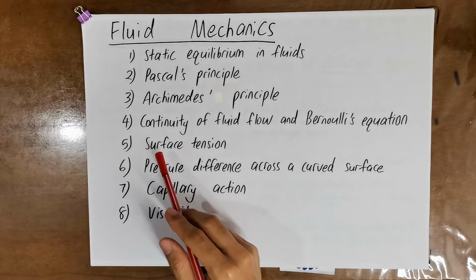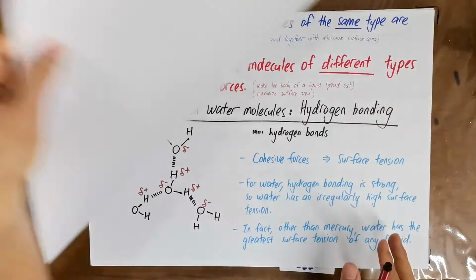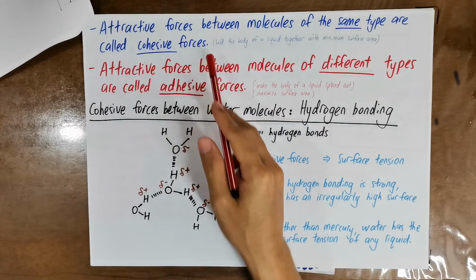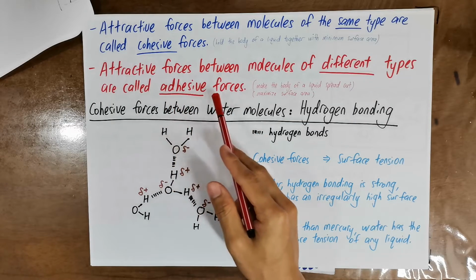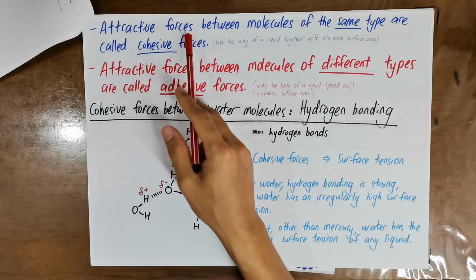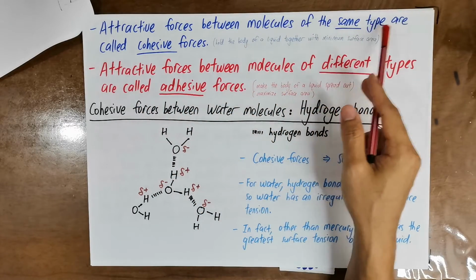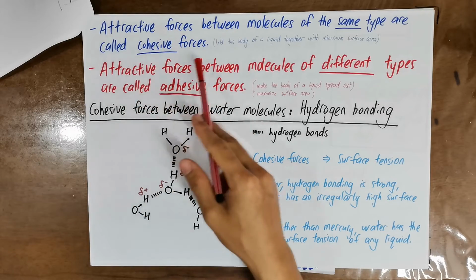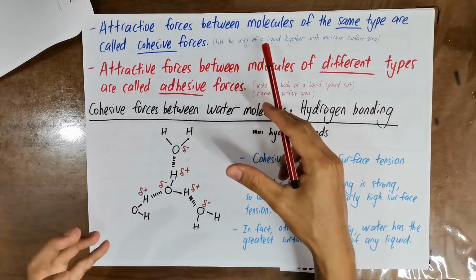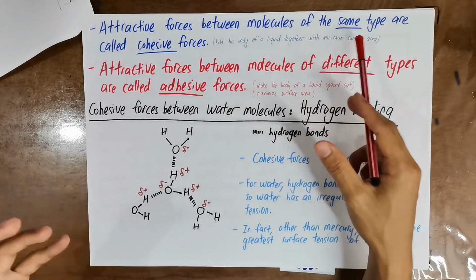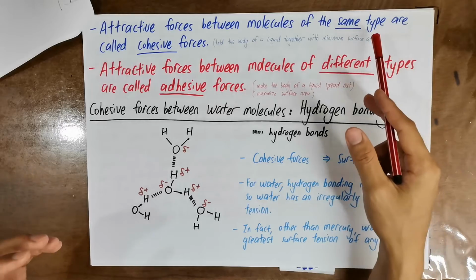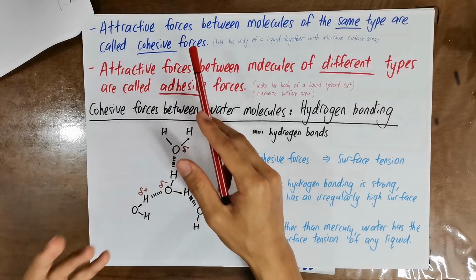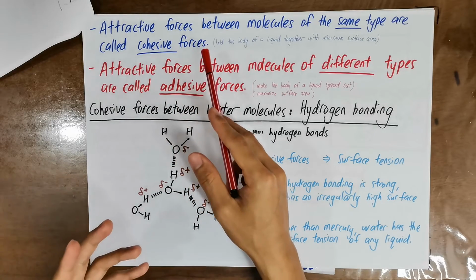Okay, so today we will talk about surface tension. First of all, you need to know which are cohesive forces and which are adhesive forces. Attractive forces between molecules of the same type are called cohesive forces. Cohesive forces are responsible for holding the body of a liquid together with minimum surface area. You will later find out that the cohesive forces are responsible for surface tension.